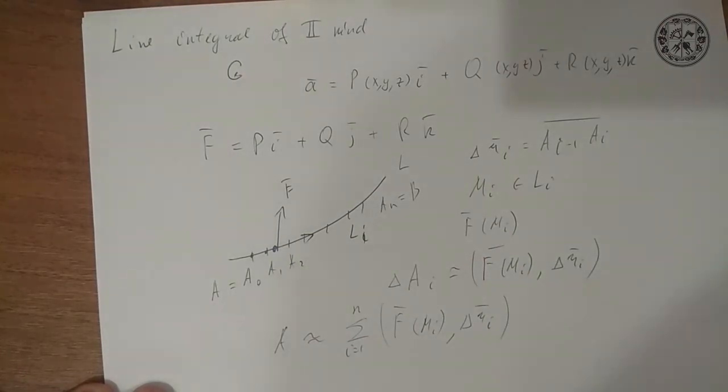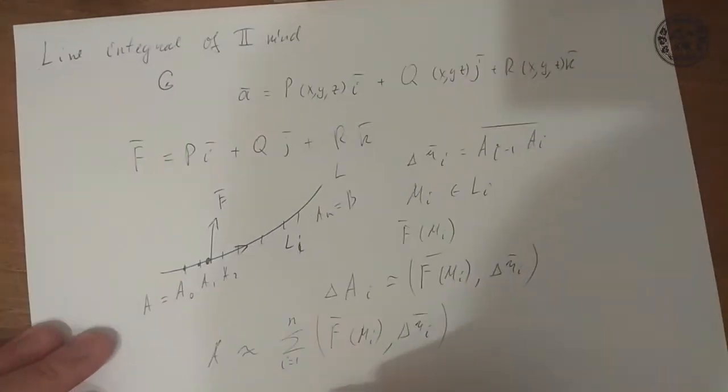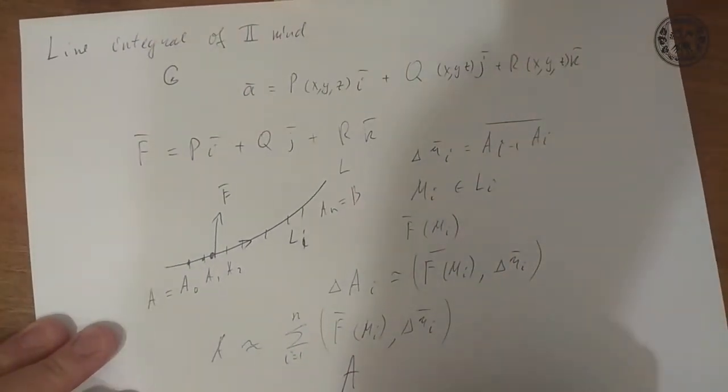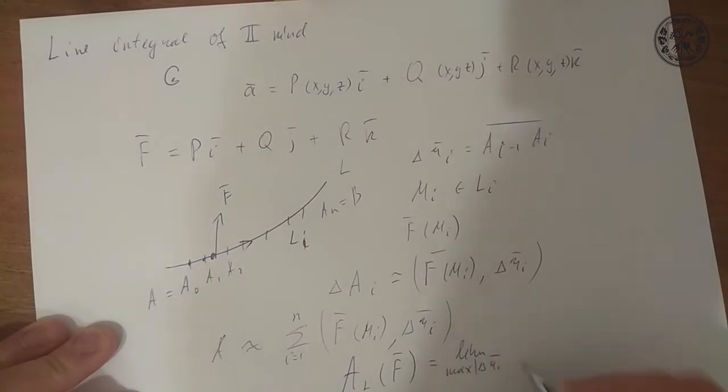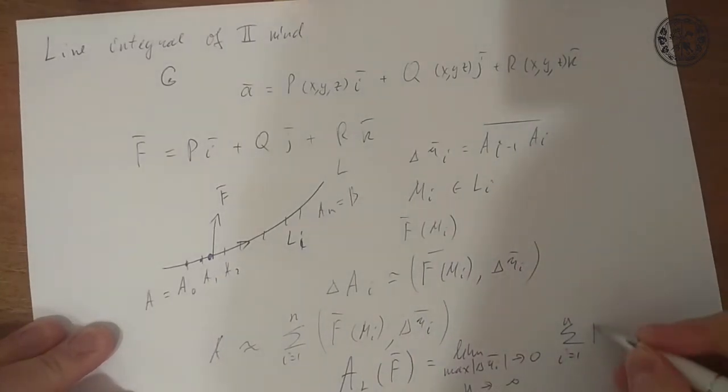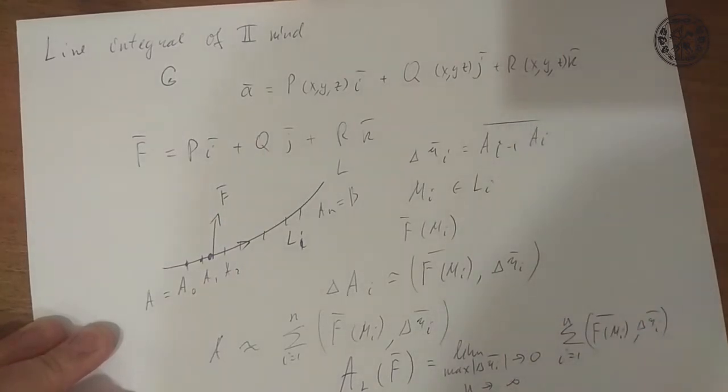If we minimize delta Ri and maximize the number of pieces, we will get the exact expression for this work. This will be the limit, as the maximum of the absolute value of delta Ri tends to 0 and n tends to infinity, of the sum for i from 1 to n of F of Mi delta Ri, scalar multiplication.